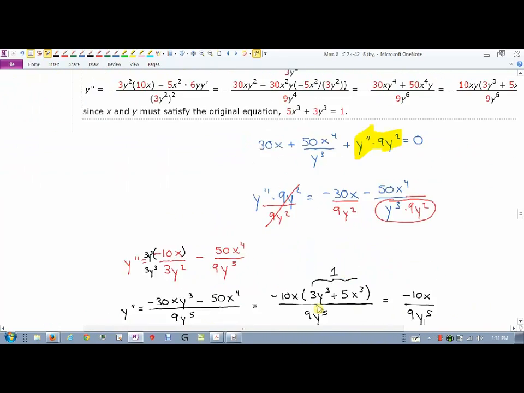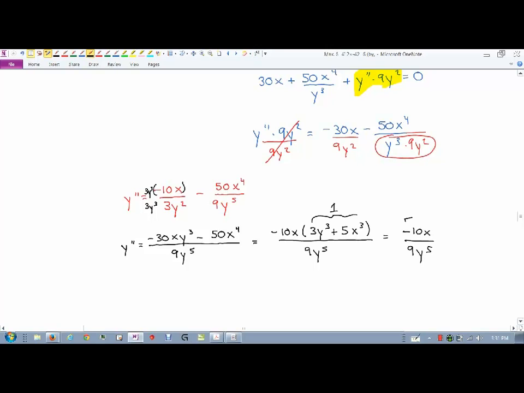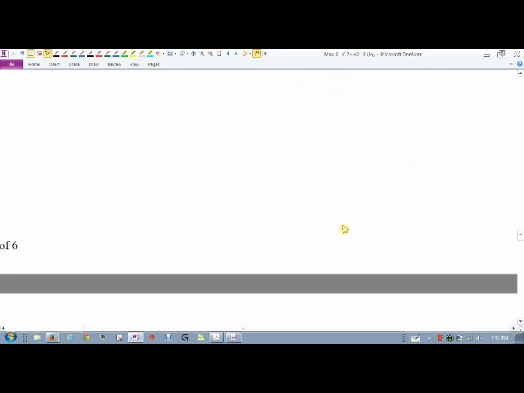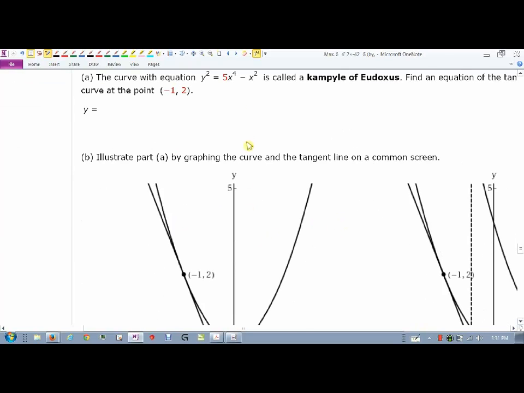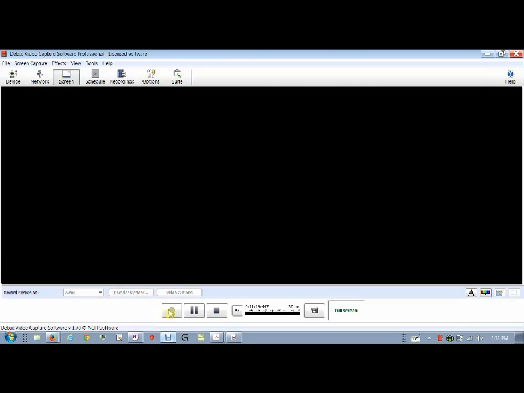And that is our second derivative right there. All right, so you've got to be careful here trying to find that the original equation was somewhere in the second derivative. It won't always be that way, but for most of the problems you're going to see, it's probably going to be hidden in there. Quick little pause.